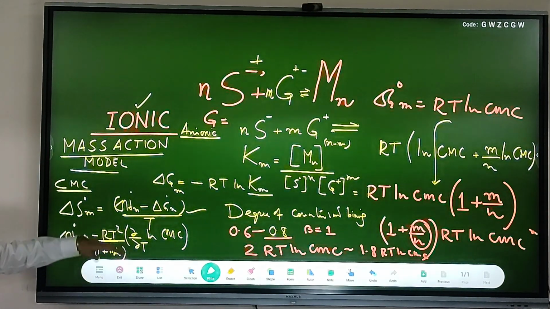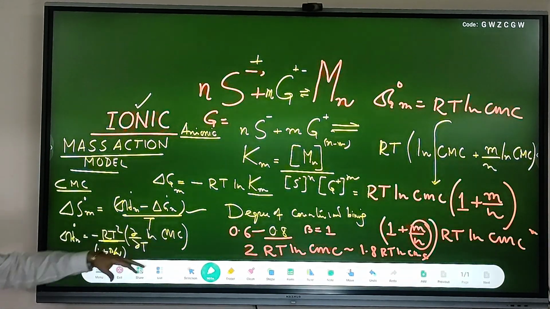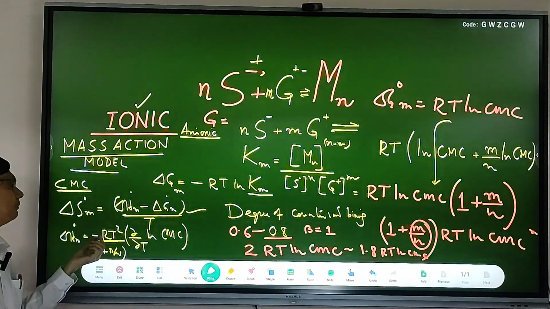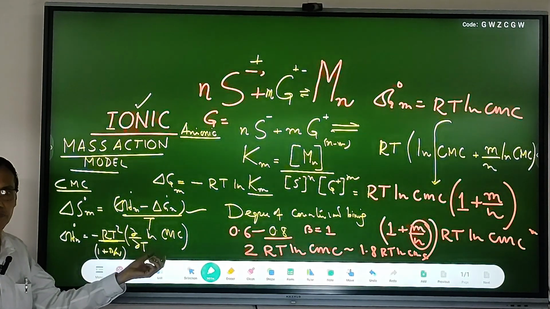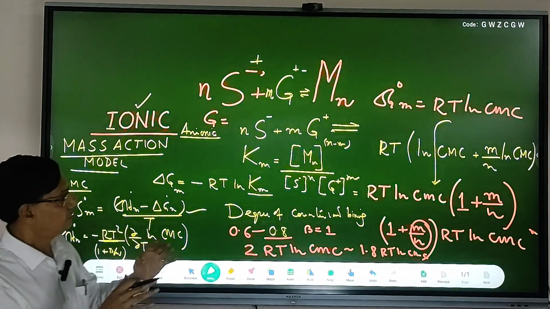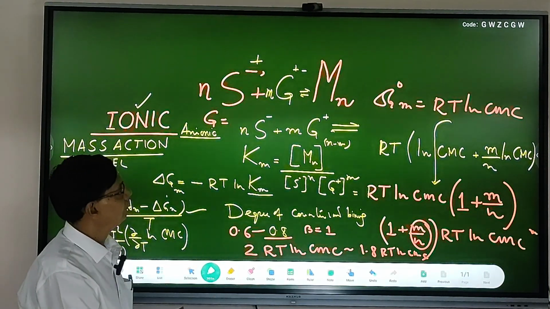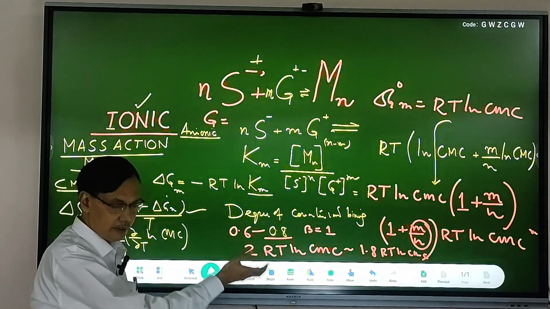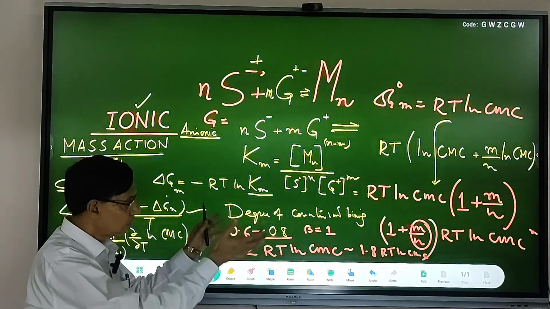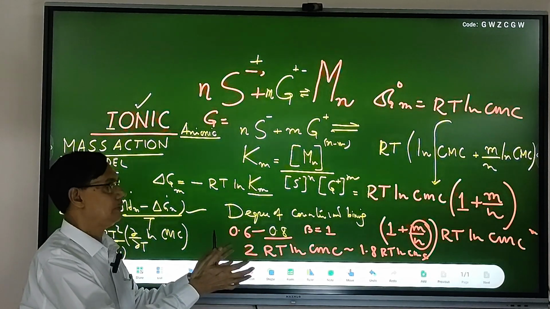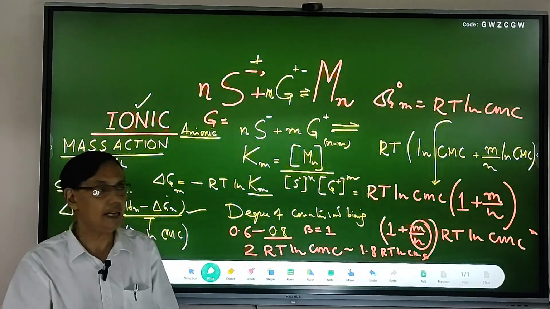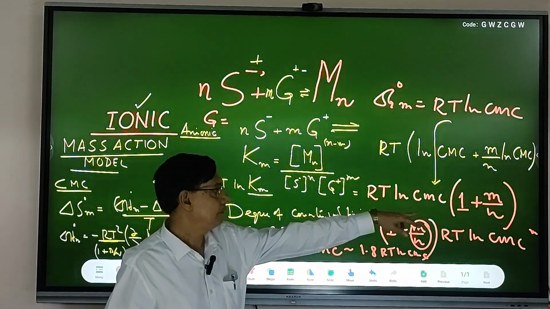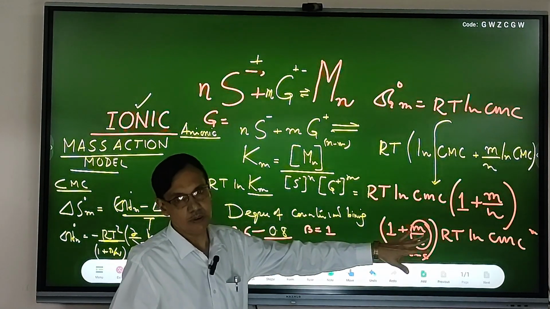So then, according to the type of the surfactant, you just change it. So it may be 2 RT squared d ln CMC by dT. So what do I summarize? Whether it is a non-ionic surfactant or a cationic or ionic surfactant, almost all these thermodynamic or micellization parameters are the same. The only thing is that you have to consider the degree of counter ion binding.